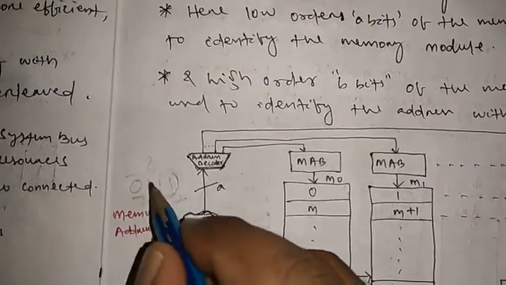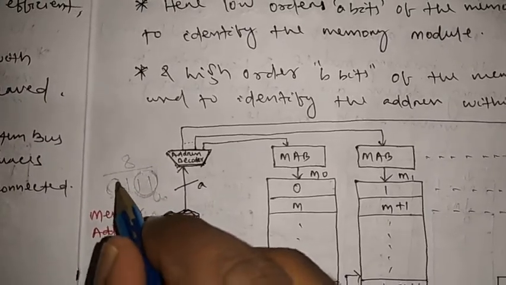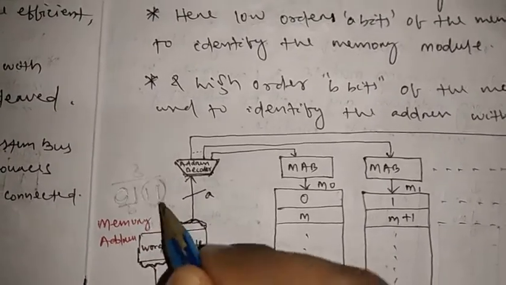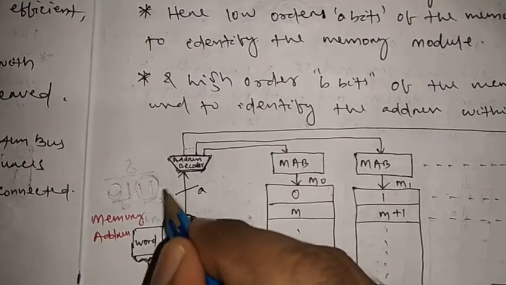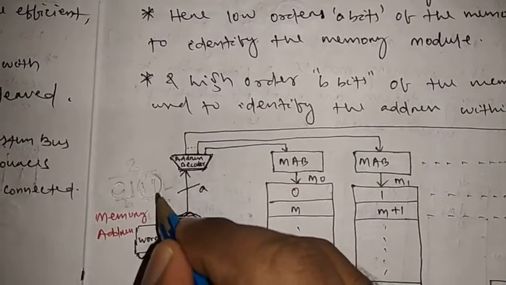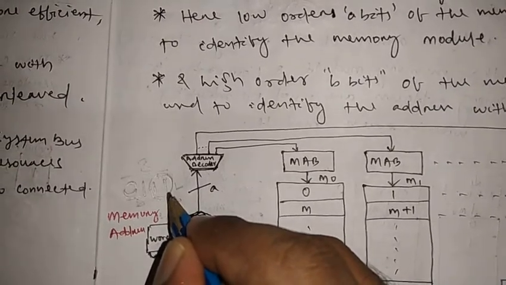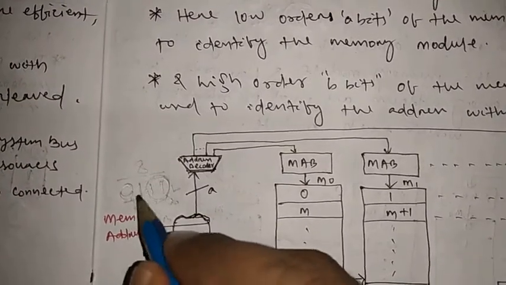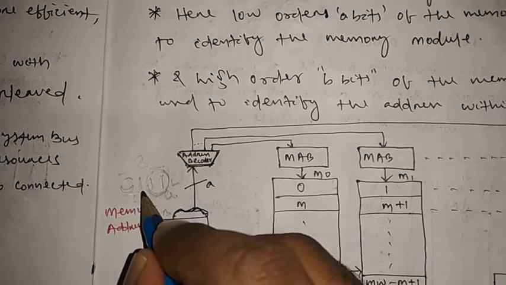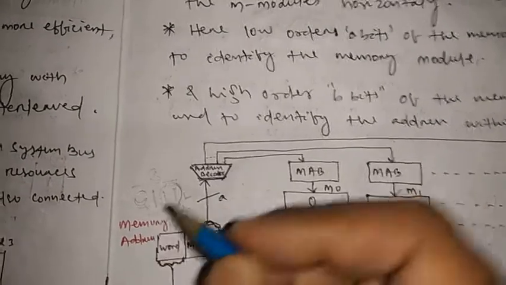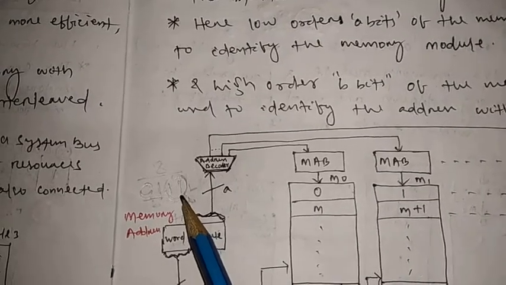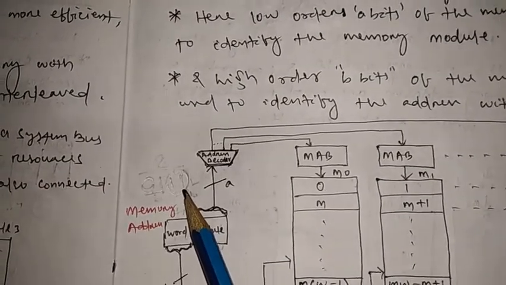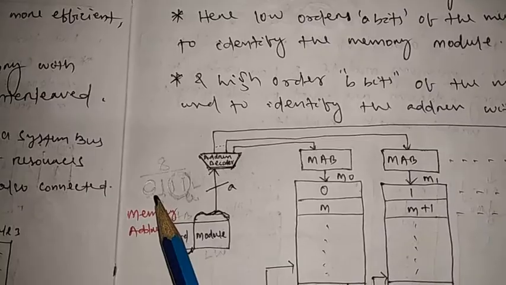Okay, suppose, as in the previous example, we have the value 0 1 1 1. So these are called the low order bits, and the low order bits are used to identify the address of the module, and 0 1, the high order bits, are used to find the address of the word. So the low order bits help you identify the module, and the high order bits identify in which location of that module the word is present.